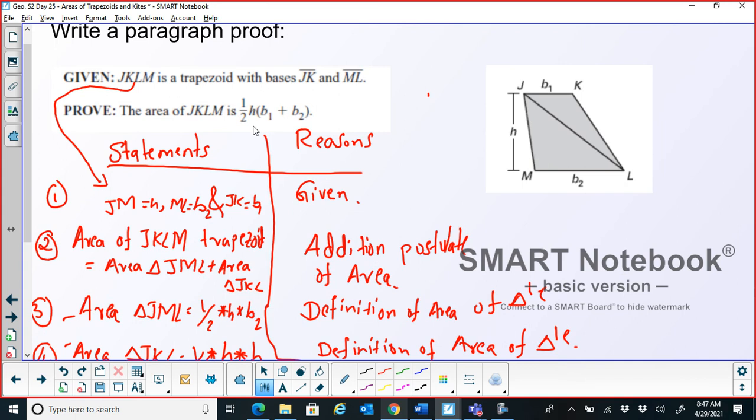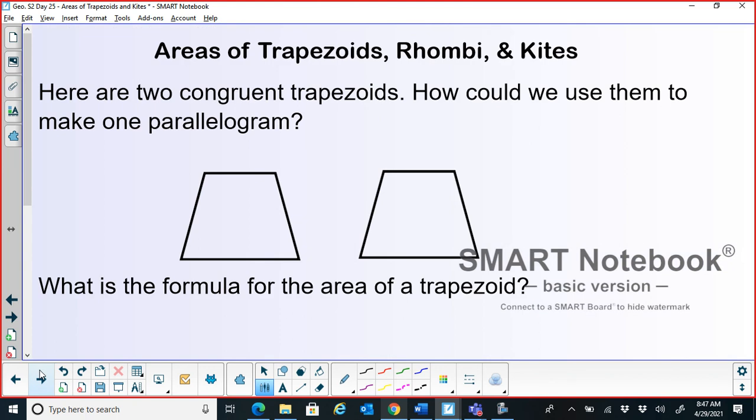Just note this down: area of trapezoid is half h times (b1 plus b2), where h is the height and b1 and b2 are the two parallel bases. This is supposed to be parallel and here it's supposed to be 90 degrees. Keep that in mind. Let's see the next slide. We will see a few problems based on this formula for area of trapezoid. Before that, we'll also see some more things about rhombi and kites.